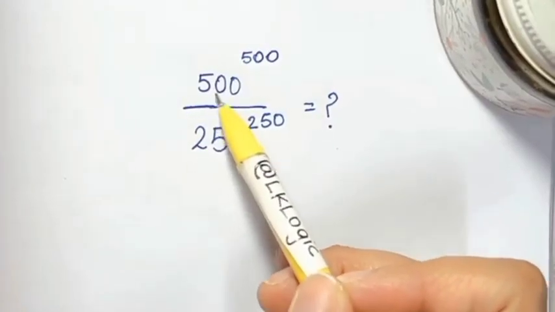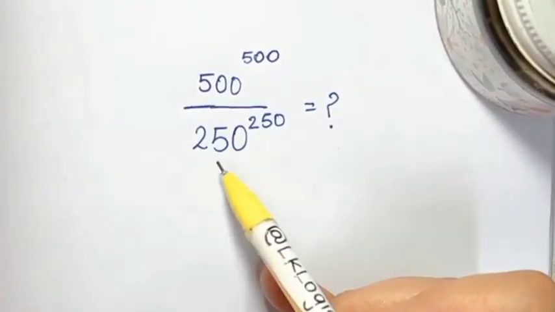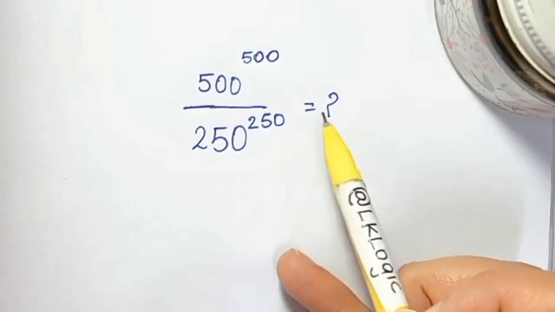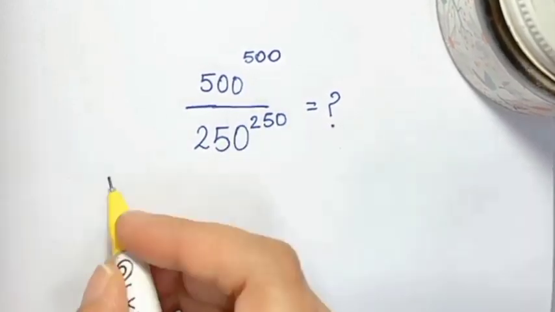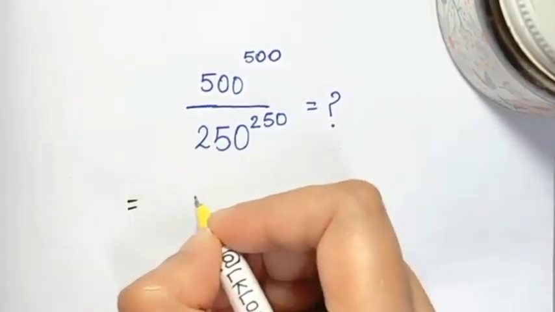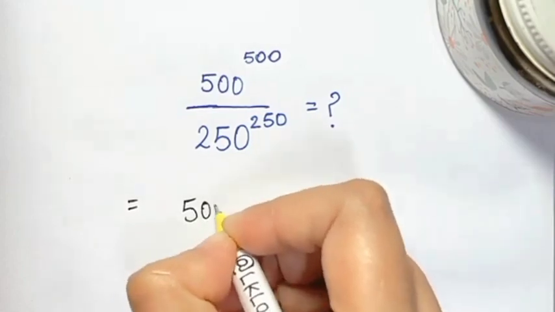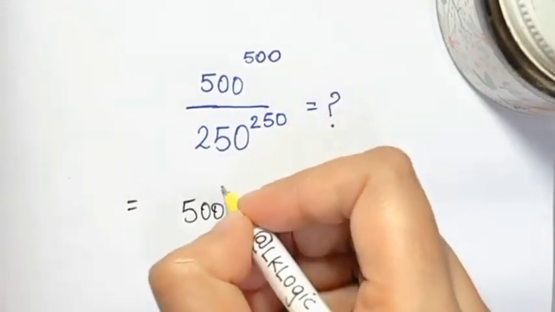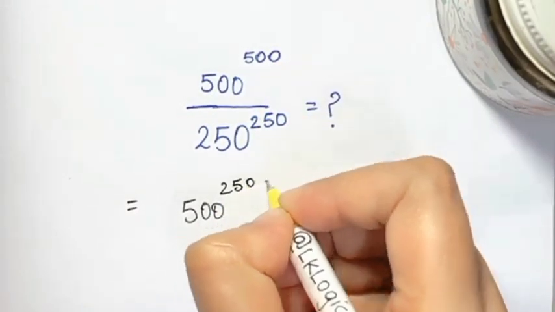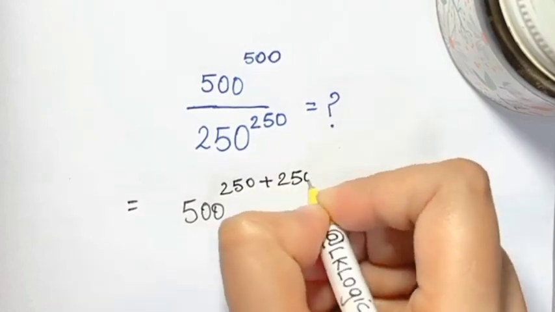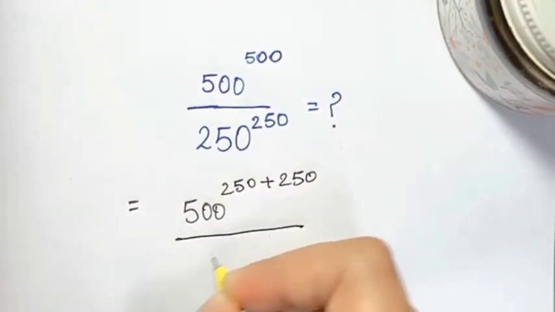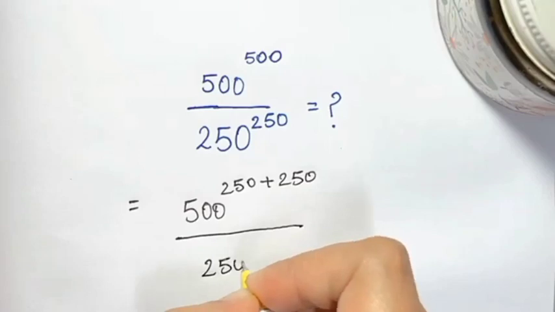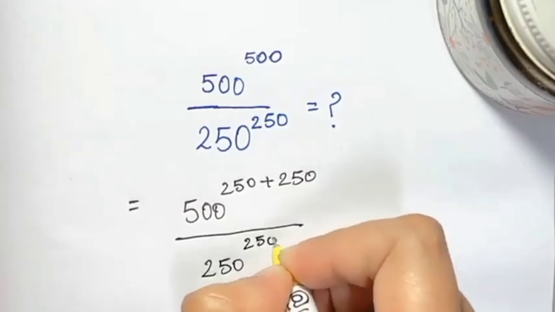Solve: 500 to the power of 500 over 250 to the power of 250 equals what? So first of all, we're going to split this. 500 can be written as 250 plus 250, over 250 to the power of 250.